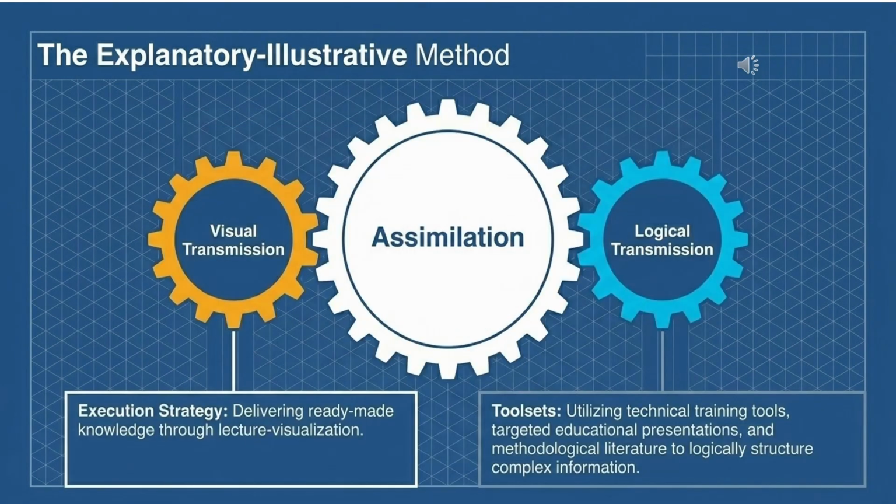The explanatory-illustrative method is presented on page 8 as a model centered on assimilation through visual transmission and logical transmission. In practical terms, this means that the teacher provides ready-made knowledge, often through lecture visualization, supported by technical tools, educational presentations, and methodical structuring of information. This method is effective where the objective is to introduce and organize complex material clearly.